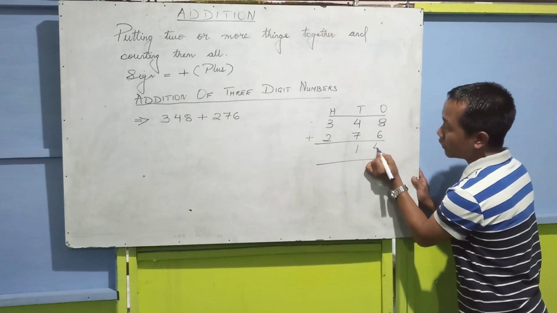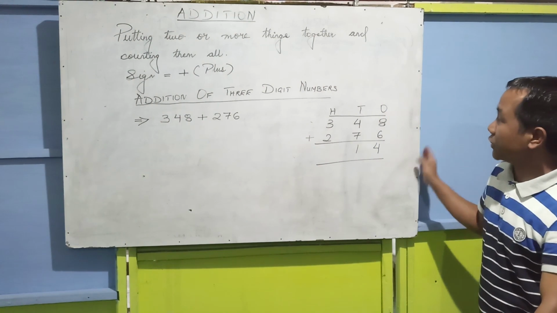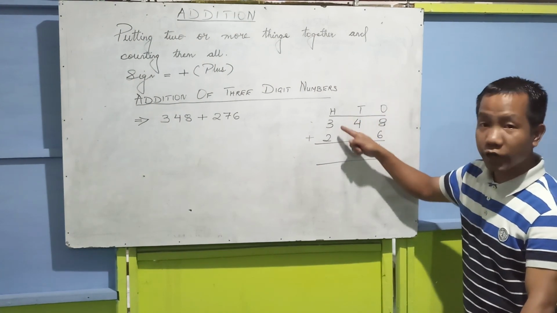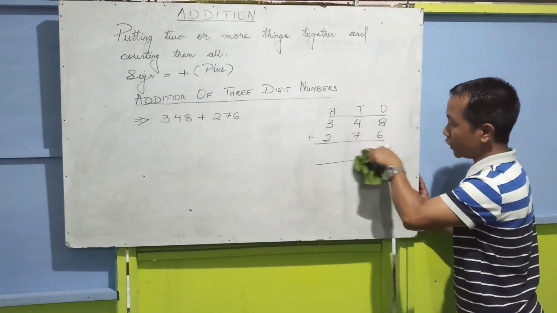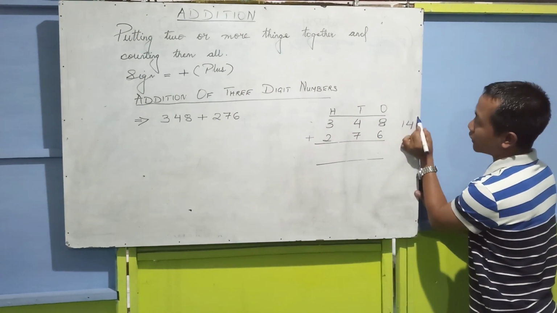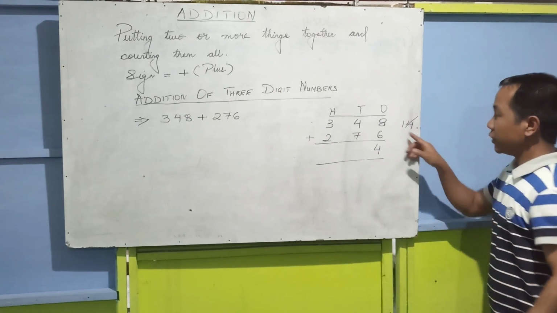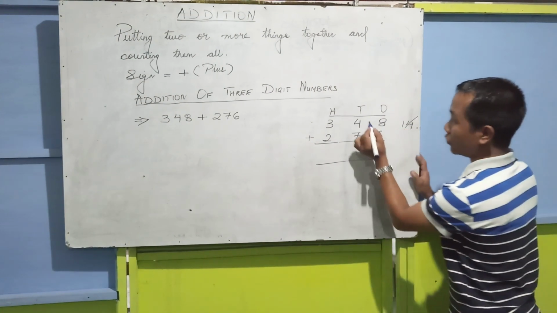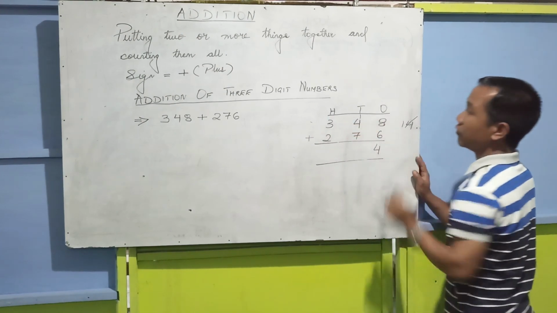But if you write 14 like this, it is not correct, because we still have other numbers, 4 and 7, 3 and 2 also. That's why we cannot write the whole number 14. Instead, we will write 4 here. 1 is still remaining. The remaining 1 will go to the next place here.